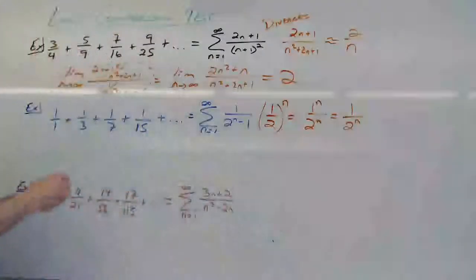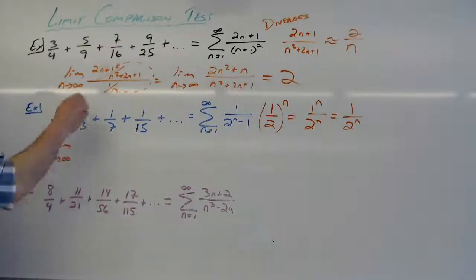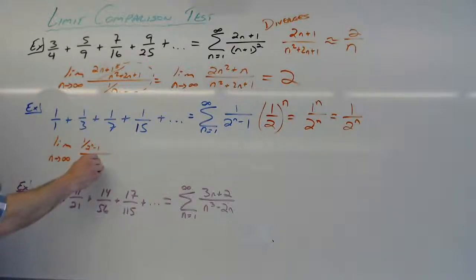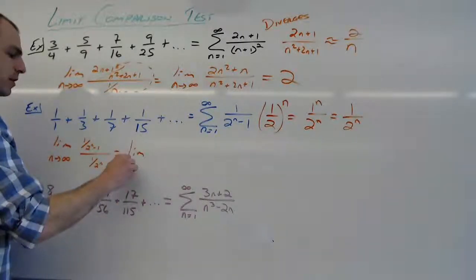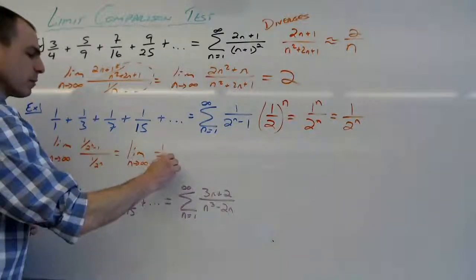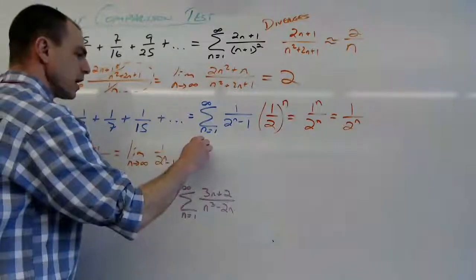Let's make our limit. So we have the limit as n approaches infinity. The series that we were given is 1 over 2 to the n minus 1. Our comparison series is 1 over 2 to the n. And just like before, we're going to multiply by the reciprocal. So we have the limit as n approaches infinity. Our first series is 1 over 2 to the n minus 1. The reciprocal of our denominator is 2 to the n over 1.